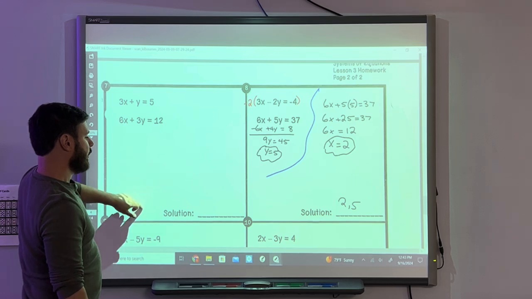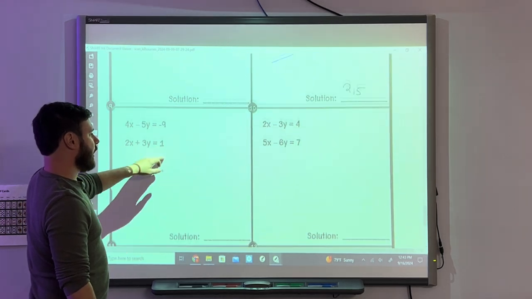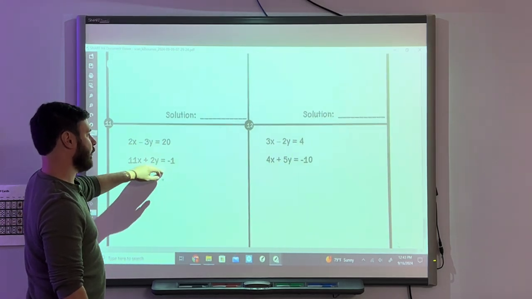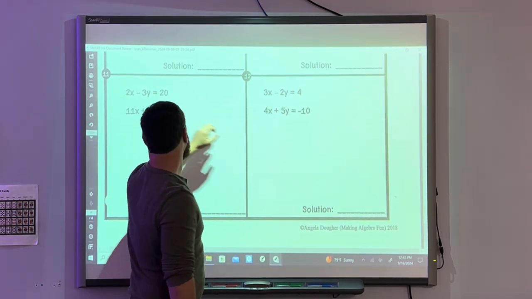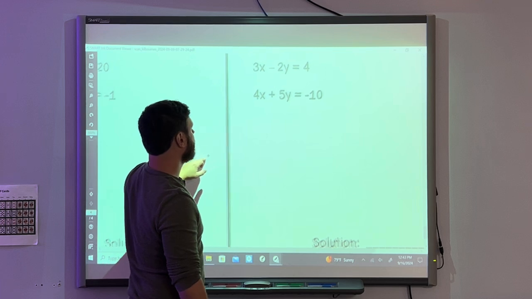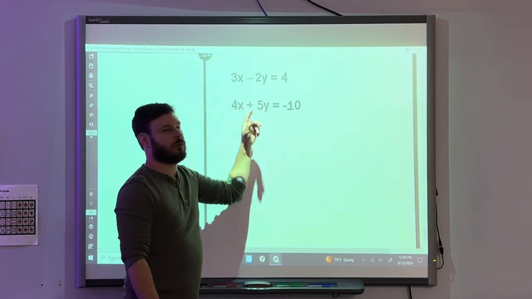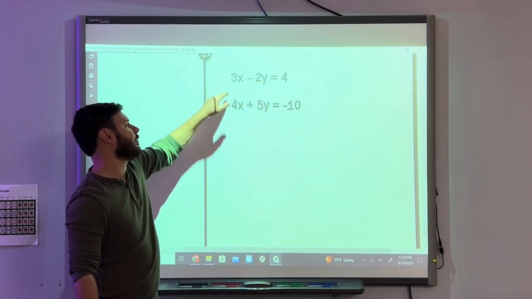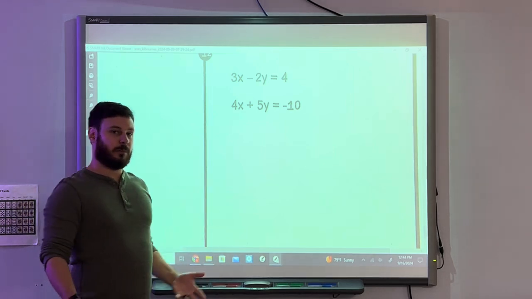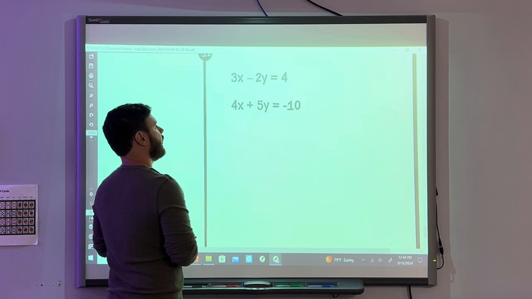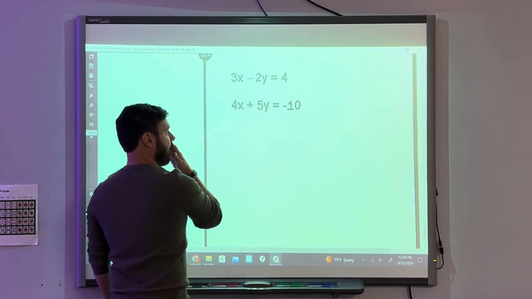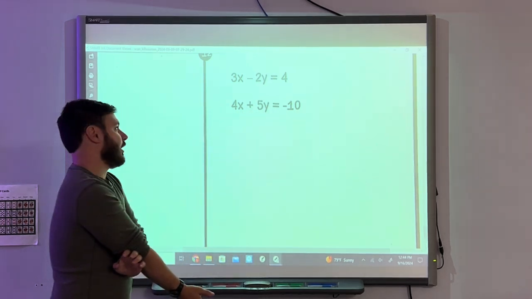Weird zoom in there. Now, what happens when nothing works nicely, like in number 12? I can't change a 2 into a 5 with multiplication easy, and I can't change a 3 into a 4. So now I need to manipulate both equations. And it doesn't matter which one you do. You can solve for the x or the y. I'm just going to do the y for this example.